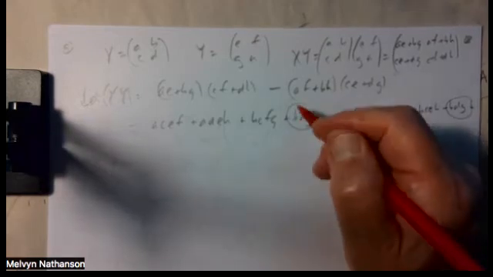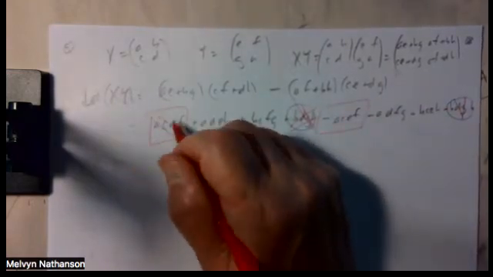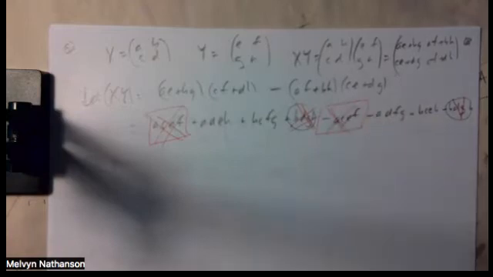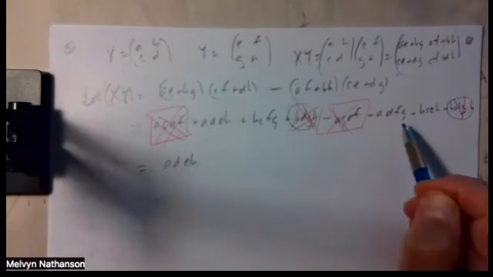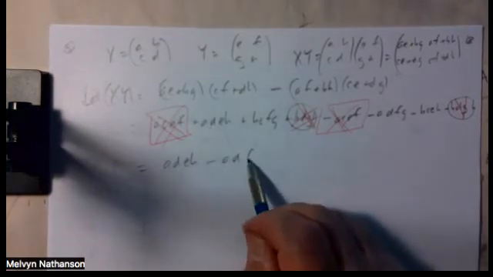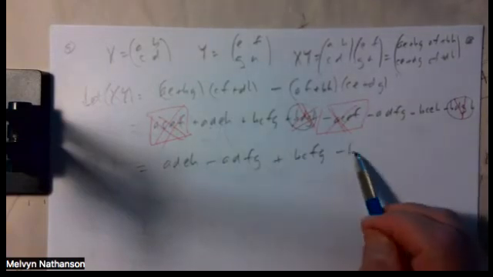And hopefully there's some cancellation. So here I have plus BDGH, and here minus BDGH. So these two cancel. Here I have ACEF, and here I have minus ACEF. So these two also cancel. So I'm left with four terms, ADEH minus ADFG plus BCFG minus BCEH.